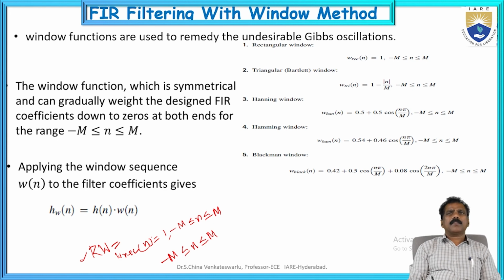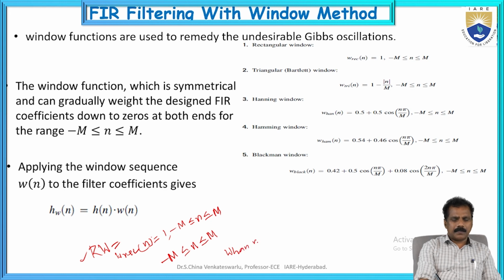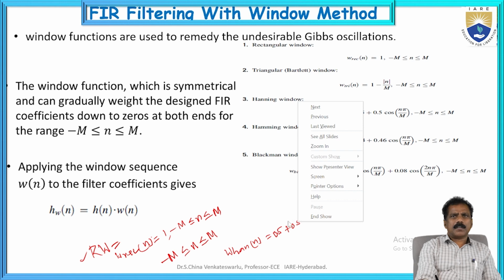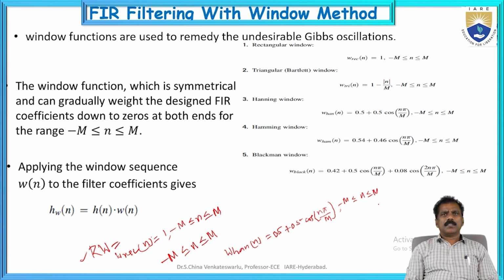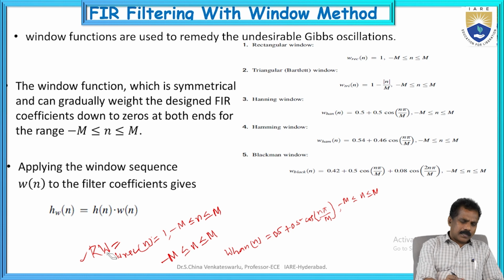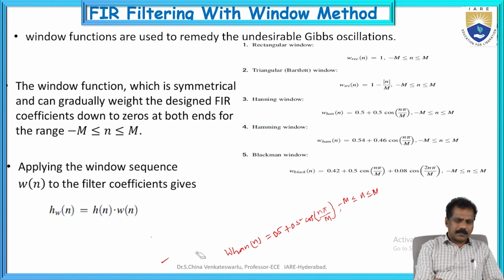Next, the Hanning window, w_han of n, is equal to 0.5 plus 0.5 cos of n pi by capital M, for minus M less than or equal to n less than or equal to capital M. It is the Hanning window. Coming to the Hamming window, the next popular window, that is going to be the Hamming window.